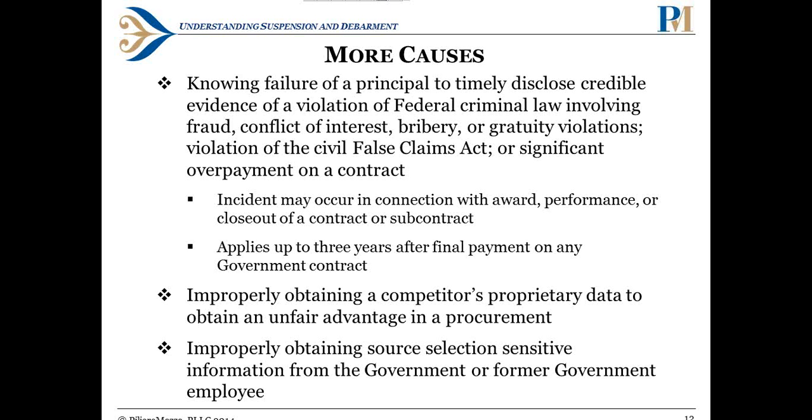The last two items here are improperly obtaining competitors' information and also source selection sensitive information. There might be circumstances where you did not improperly obtain this type of information. It's probably relatively narrow circumstances, but that's why we say improperly obtaining this information. And this is the kind of issue that could first arise in a protest. Somebody raises a question about unequal access to information or some kind of an OCI issue, and then it might mushroom into a broader issue beyond that.